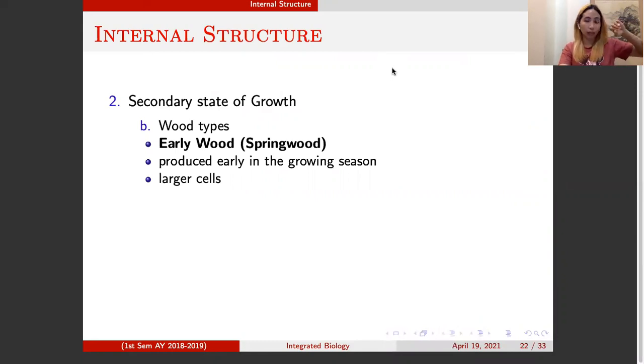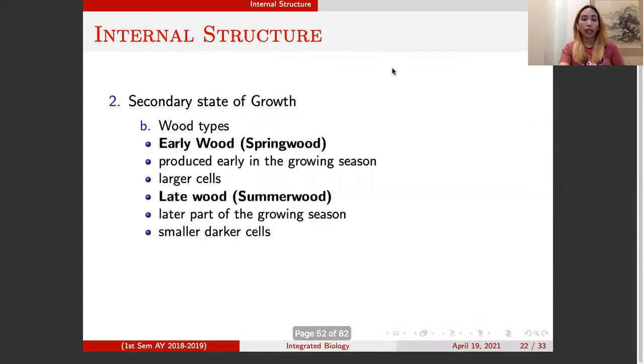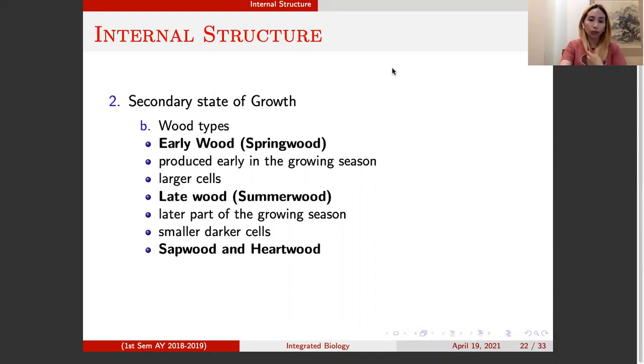So makikita mo mas mababa sila or mas nasa loob sila within the layer, okay? And then you have the late wood, right? So during the later part of the season, they are produced. Therefore, sila yung mas malapit sa vascular cambium. And they are smaller and darker. Now, aside from the early wood and the late wood, there are also characterization on the sapwood and the heartwood. The heartwood is basically the innermost part of the wood.